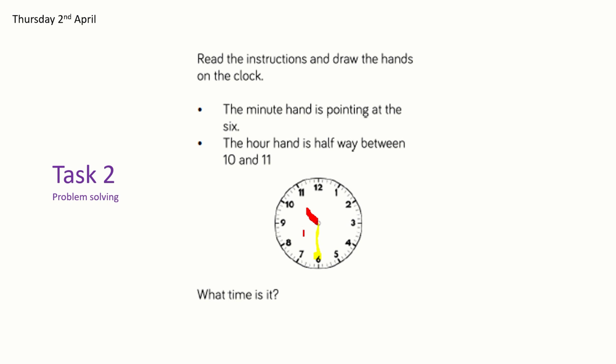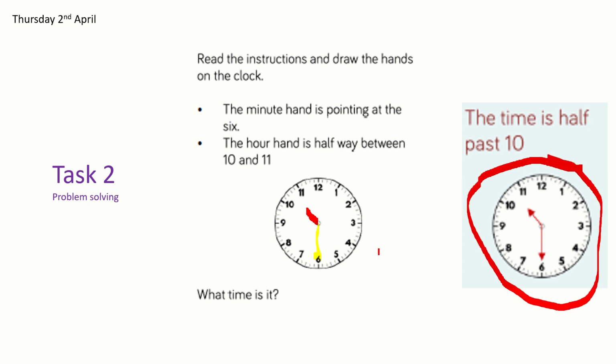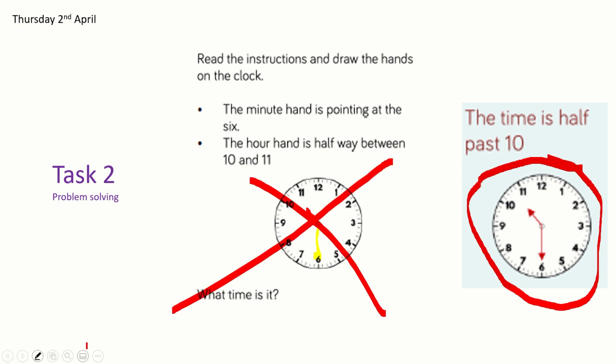Okay, so what time is it? Well, it's half past because that's on the 6. It's half past 10. So hopefully you've written half past 10. Hopefully your clock looks much more like this one and much less like that one. Mine's a bit rubbish. Okay, well done, year 1.